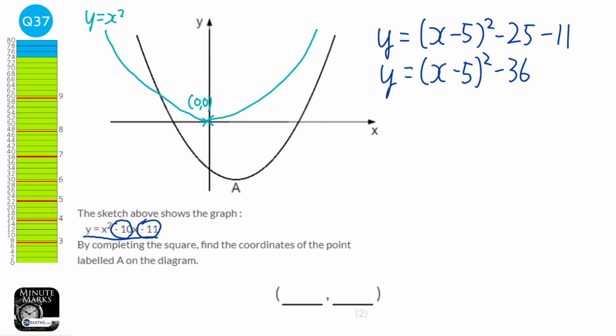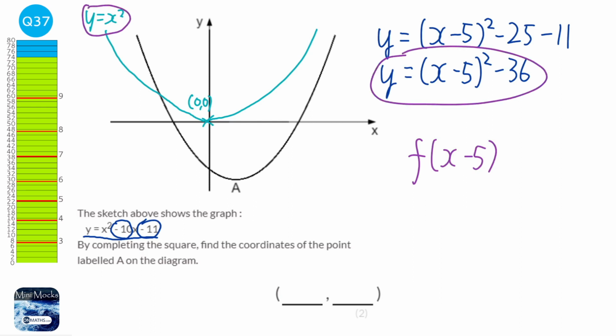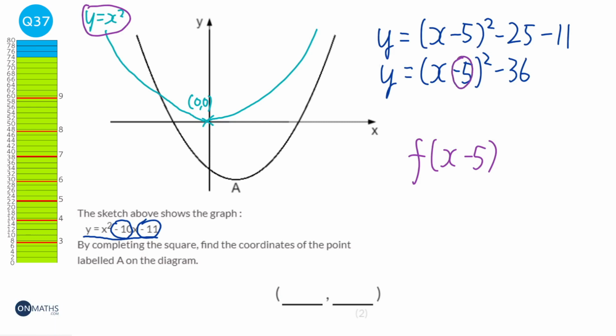Now we remember, hopefully, from graph transformations, if you have got a minus 5 on the inside of a function, and if we imagine that this is our f of x, then this would be our f of brackets x minus 5, because it's got the minus 5 there. We move the graph to the right 5. Remember, it goes the opposite way. So if it's a minus 5, it goes to the right. If it's a plus 5, it would go to the left.